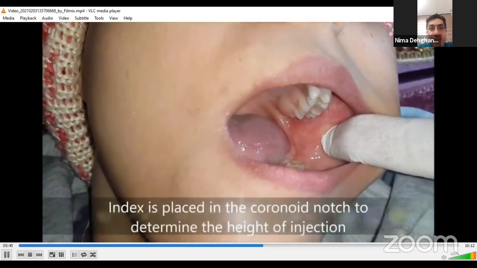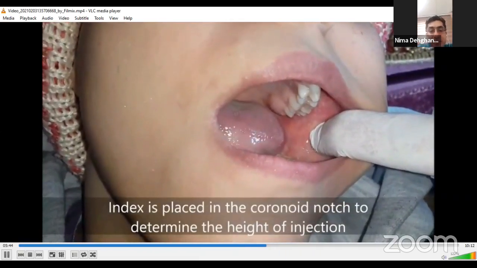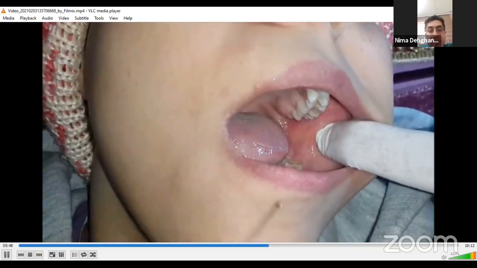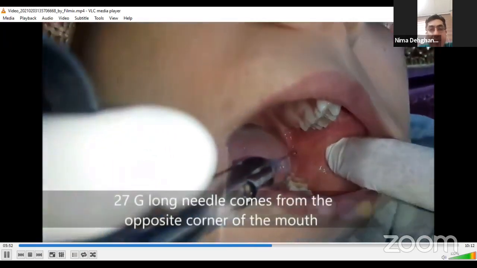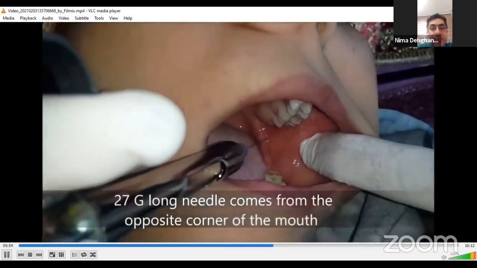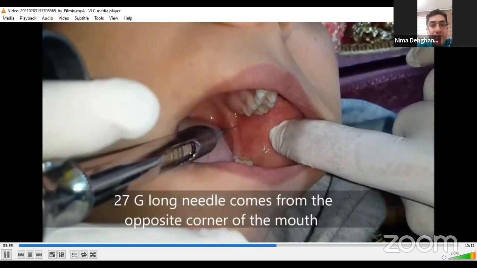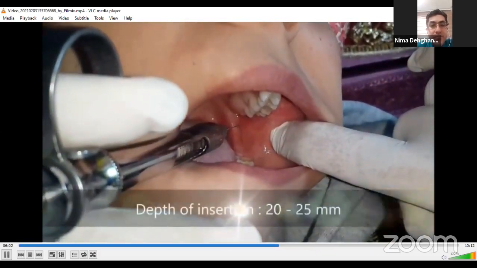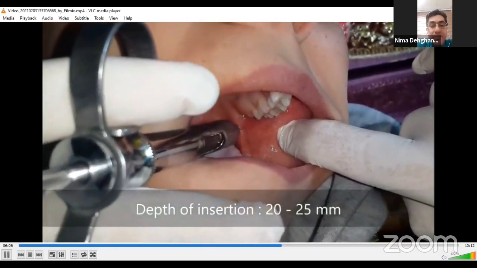Here's the first demonstration. The index finger of the non-dominant hand is placed in the coronoid notch at the anterior border of the ramus of the mandible. The needle comes from the contralateral side from the corner of the mouth and is inserted in the pterygomandibular depression and advanced for 20 to 25 mm until bone is contacted.